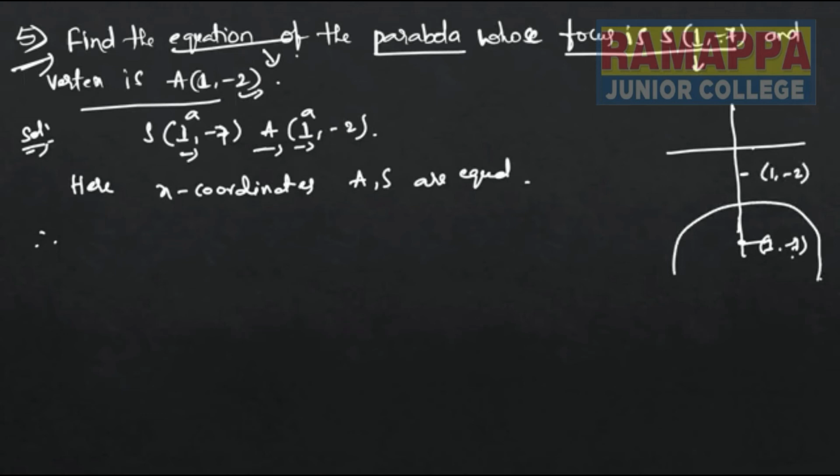Okay, so this we have to find here. We have to find the equation of the parabola. Now the x coordinates of the first two points are equal here. So what we'll get here is that this axis, whichever axis it is, is parallel to the y axis. Okay, this is the y axis, this is the x axis.